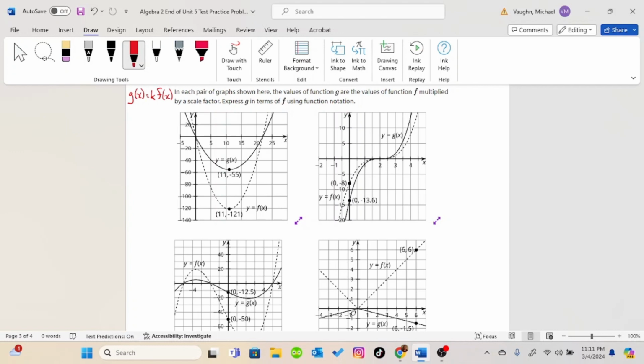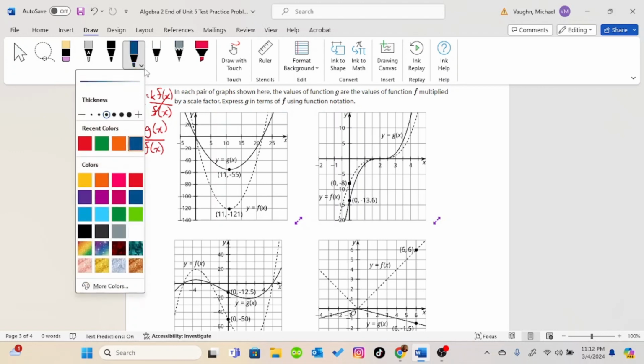And if I wanted to find k, I need to divide both sides by f of x. So if I want to find k, I can take g of x, which is the y value for g, and divide it by f of x, which is the y value for f.